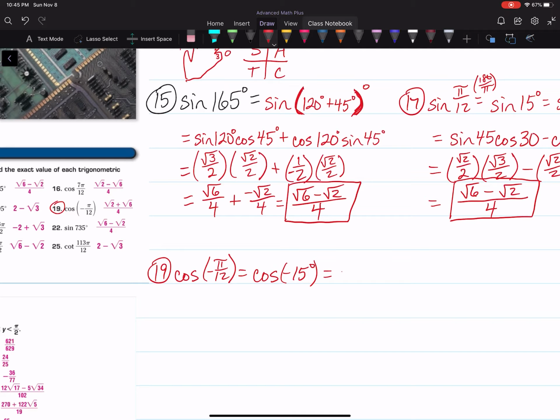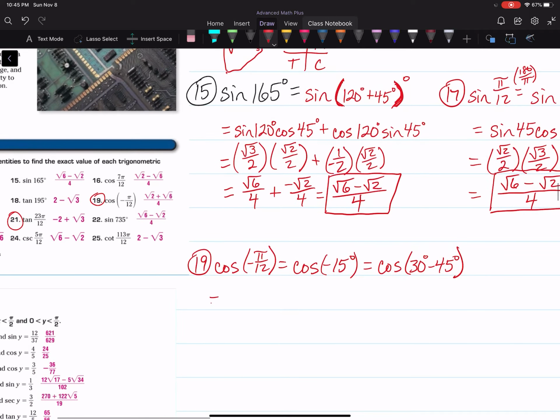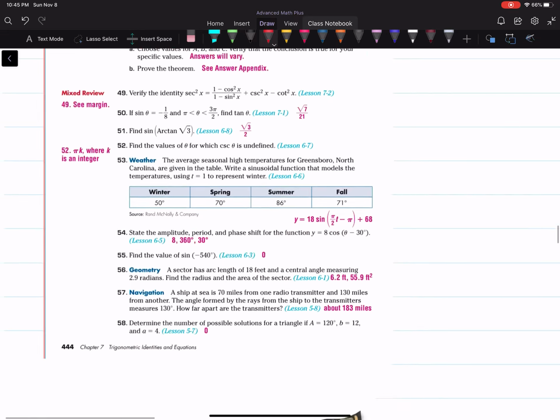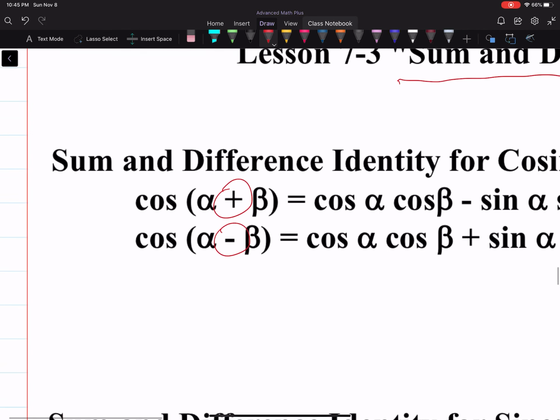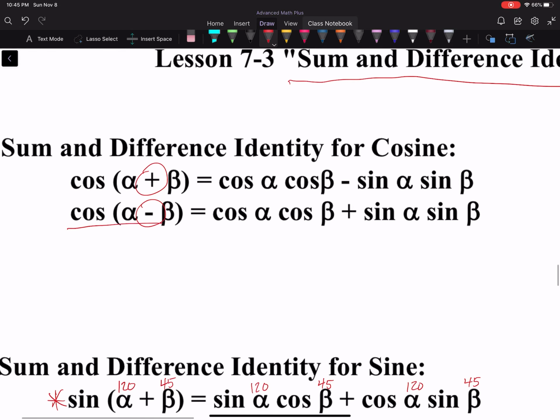And so basically I can use the same numbers, but I just switch them. So instead of 45 minus 30, I'm going to do 30 minus 45 degrees. This time I'm using the cosine, and we're doing the difference of cosine. So again, switch back just to give you an idea which one we're using. This one right here, difference of cosine, that's the one that we are looking at.